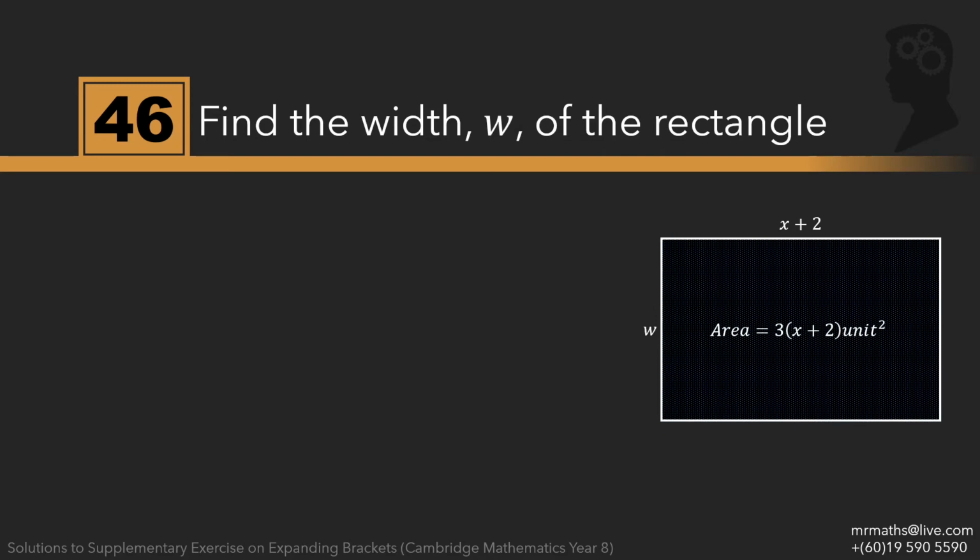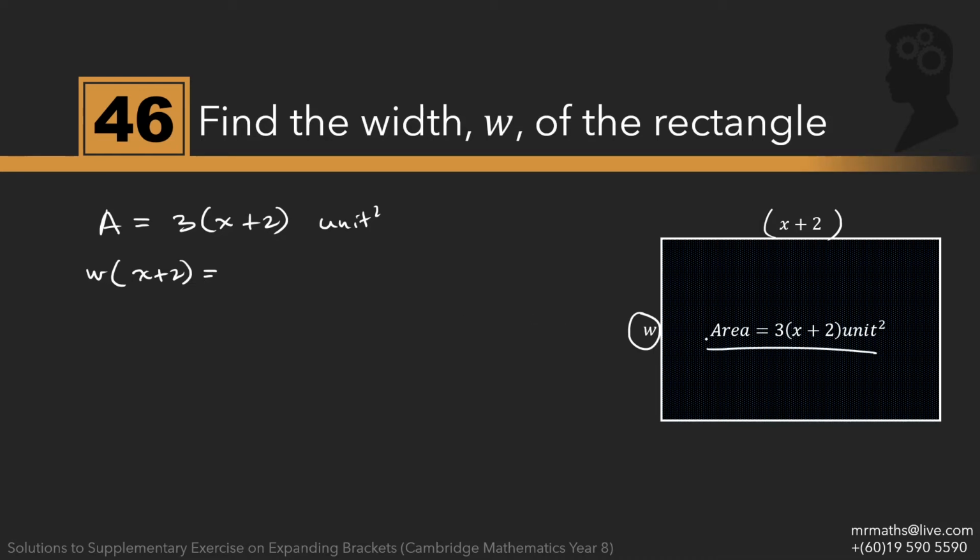Question 46. Okay, question 46 is a little bit advanced, yeah? The area is given. The area A is 3 times x plus 2. So we can say that the expansion is already being performed, but we are to find out the value of W, the width of the rectangle, when we have the length already given. So the area is basically width times length, so I can write the expression W times x plus 2. That should be equal to the area that's been given, so that is 3 times x plus 2.